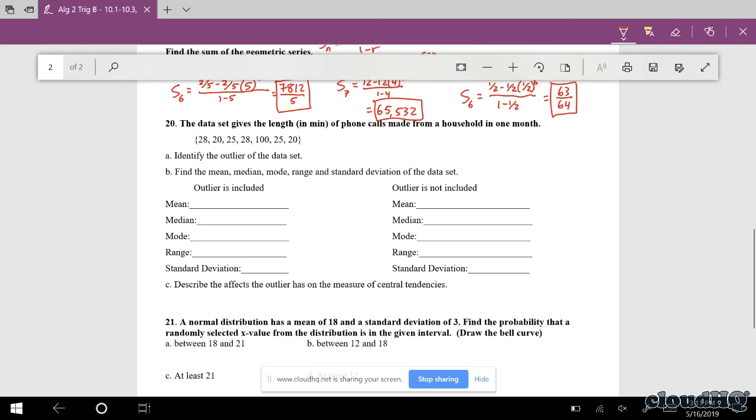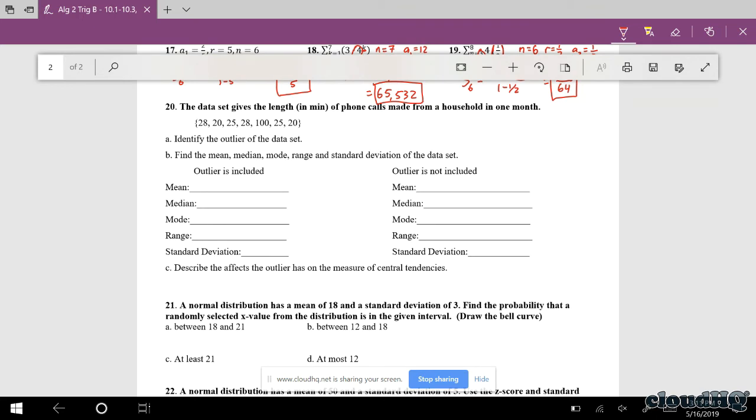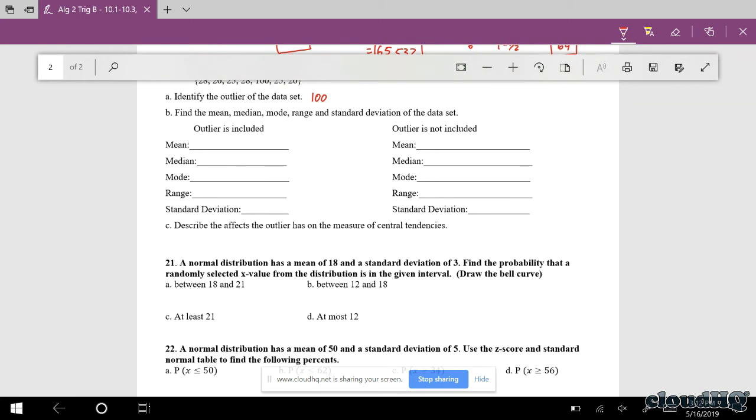Okay, and now we switch over to stats. We've got some numbers to enter in. The outlier, the number that doesn't really fit, that's what an outlier is, is 100. It's way different. And so I need to enter these numbers into the calculator. I have a 28, a 20, 25, another 28, 100, another 25, and another 20.